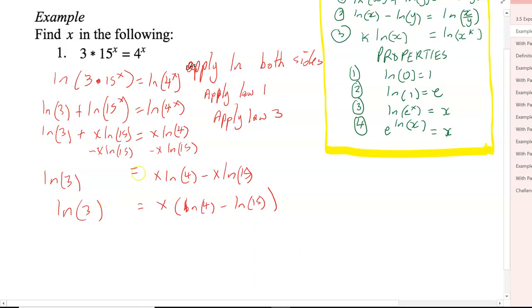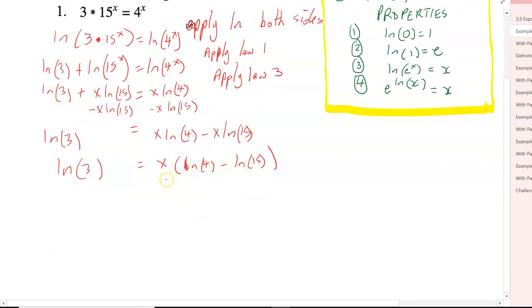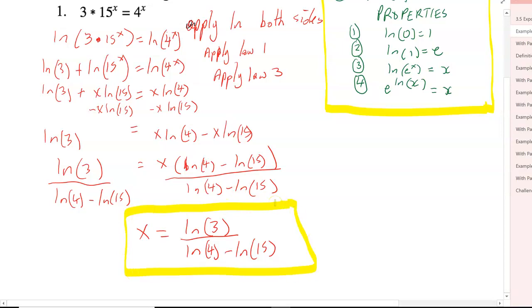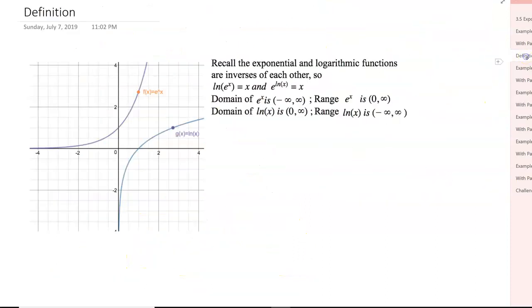And then finally, you're trying to get x only on one side, so we divide through by ln of 4 minus ln of 15. On the other side, ln of 4 minus ln of 15. And so our final answer will be x equals ln of 3 over ln of 4 minus ln of 15. And that is our final answer, and we're done. We just got to check, make sure that all the algebra that we did in the problem was fine, and we are good.